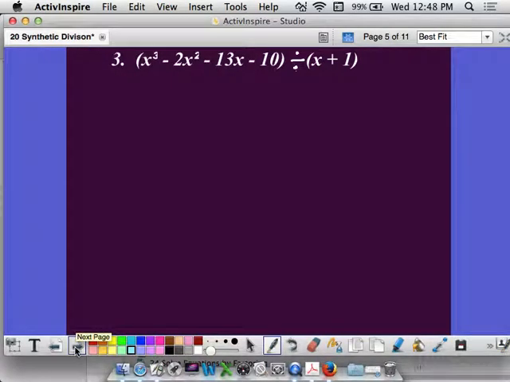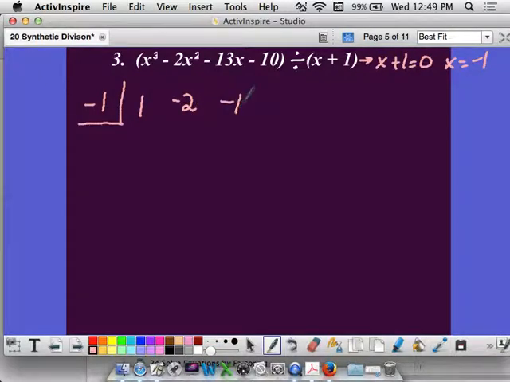Number 3, I'm checking my divisor. It's a binomial, coefficient of 1. X to the 3, x to the 2, x to the 1, constant. Everything is there. So let's set it up. I have x plus 1, set that equal to 0. X equals negative 1. Negative 1 is what I'll use. So I have negative 1 divided into the coefficients 1, negative 2, negative 13, negative 10.